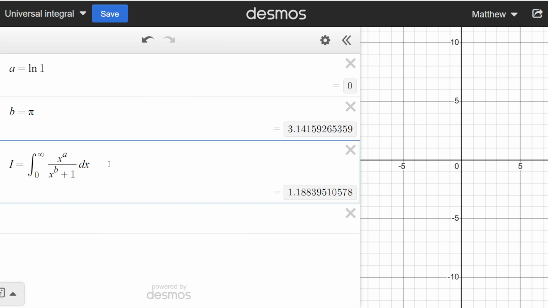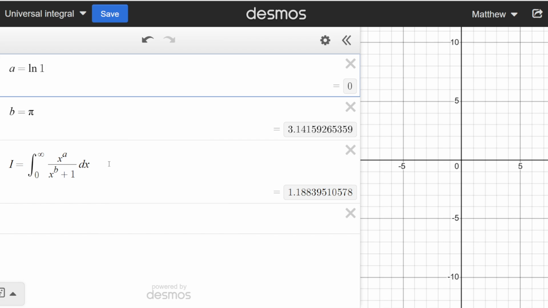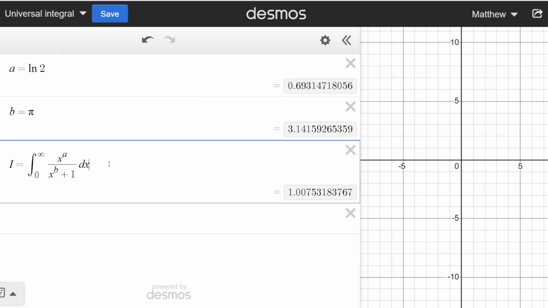Today we're going to derive a general formula for Mellin-Barnes type integrals. A Mellin-Barnes type integral is basically any integral like this. So I just plugged in some convenient values for A and B just so we can see that this thing actually converges and what it converges to. That way we can make sure that we didn't make any mistakes during our substitutions or whatever.